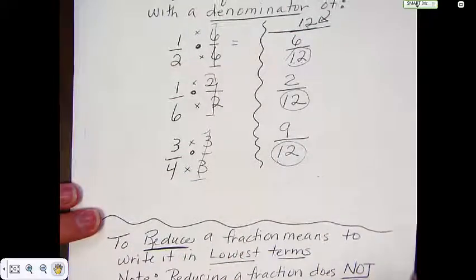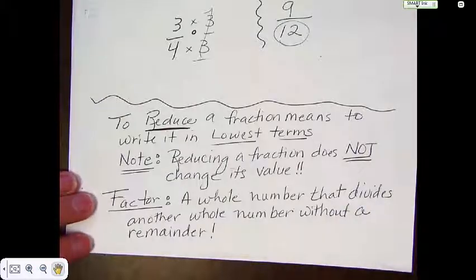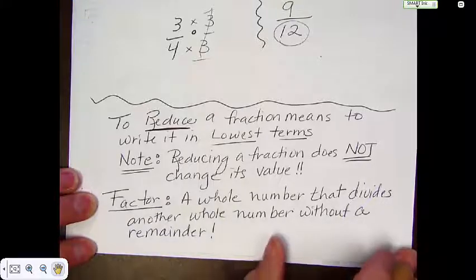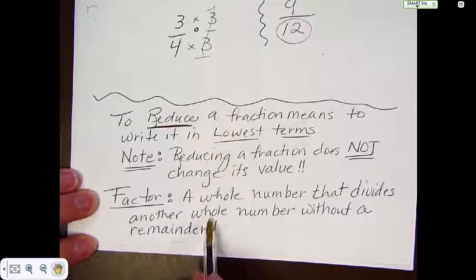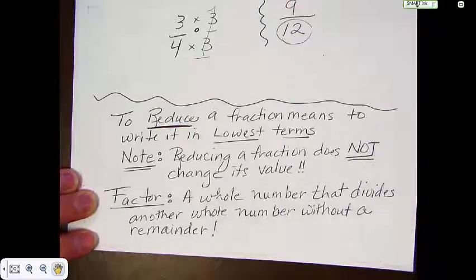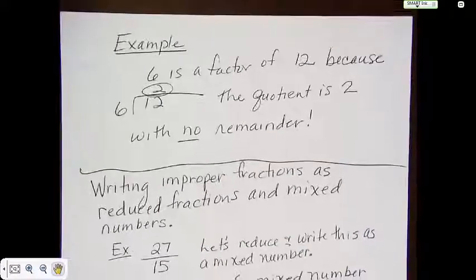Now, to reduce a fraction does not mean necessarily that you're going to change its value. You're just writing it in lowest terms. It doesn't change the value. 6/12 and 1/2 still have the same value. Okay? A factor, which is something we already know about, is a whole number that divides another whole number without a remainder. Now I have a good example of that. 6 is a factor of 12 because 12 divided by 6 is 2 with no remainder.